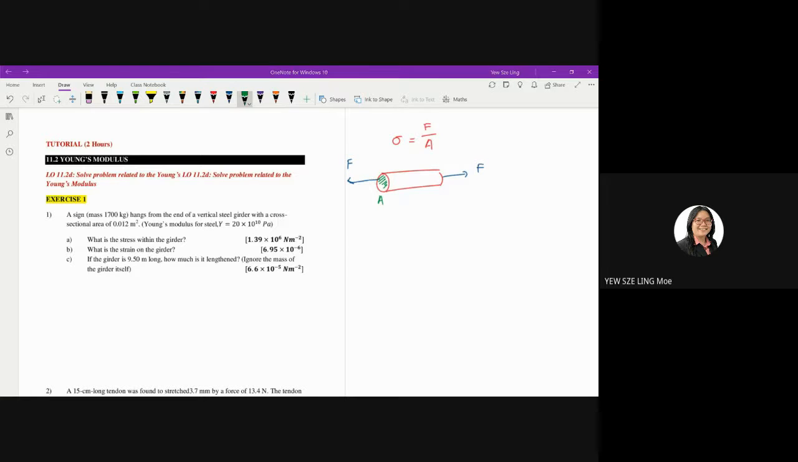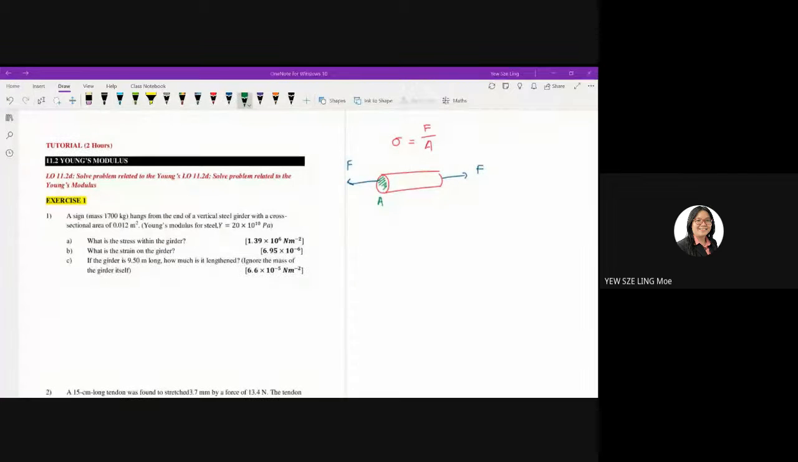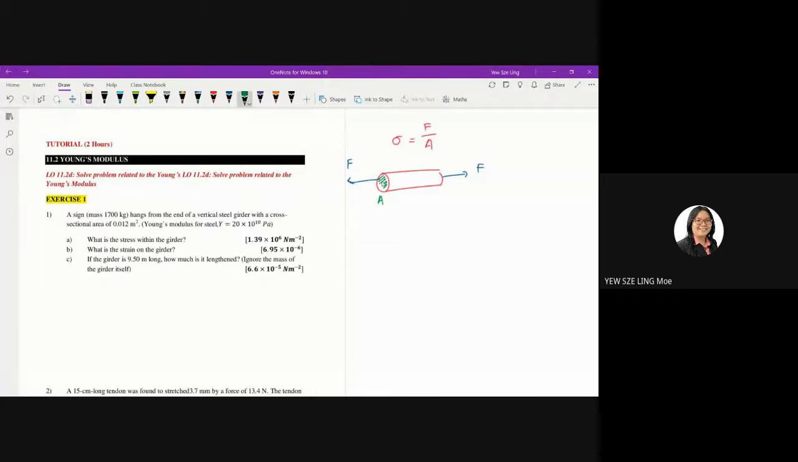Remember, not the area of the whole object, not the area of the whole rod, but just the cross-sectional area. If this is a circle, then it is pi r squared. But sometimes questions will give you something rectangular. In that case, you have to use the length times the width of the surface area. So the surface area is not always a circle. That is a common misconception among students. You always thought that the surface area must be a circle. Not necessarily. It could be a rectangular shaped object, or a triangle shaped object also.